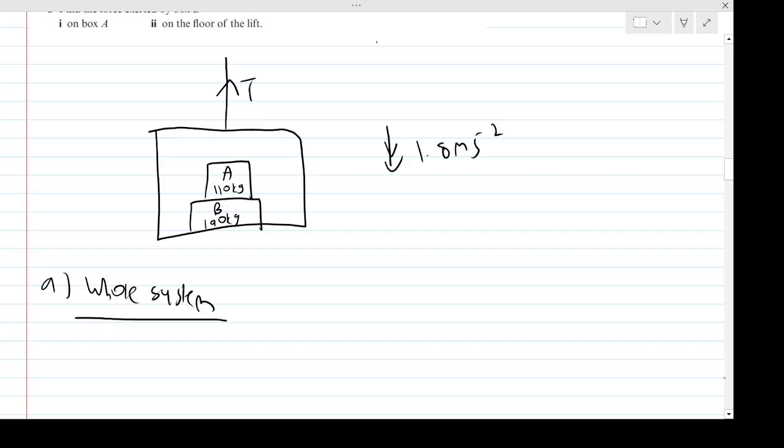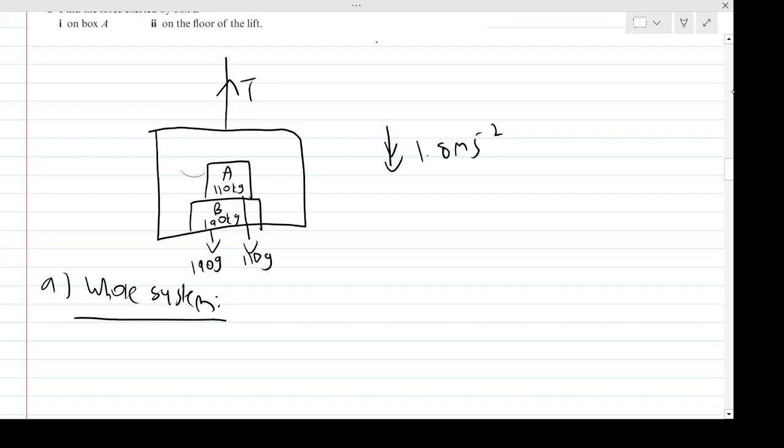With the whole system, we don't need to consider all the individual contact forces, the contact forces created by A and B touching, and by B and the lift, because they're all equal and opposite. They cancel each other out if we consider it as a whole. So as a whole, we only have the individual forces, which are their two weights. A has a weight of 110g, and B has a weight of 190g. They're not contact forces, they're just their individual weights in their own right.